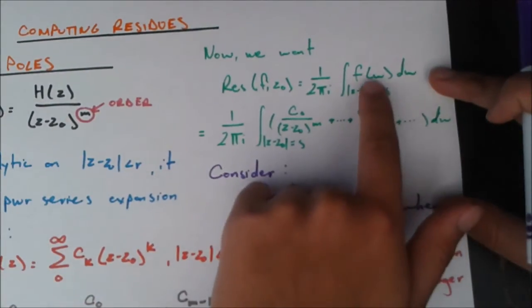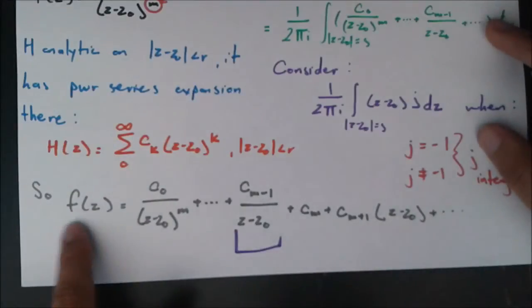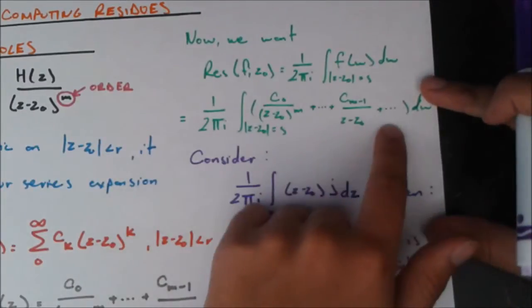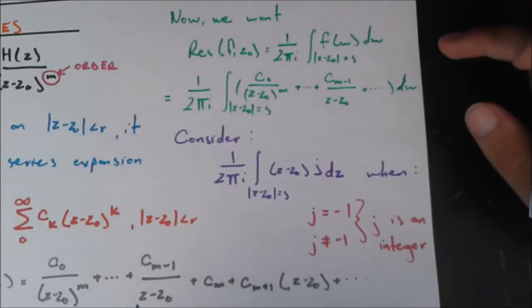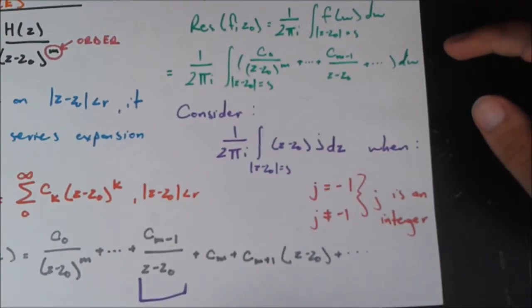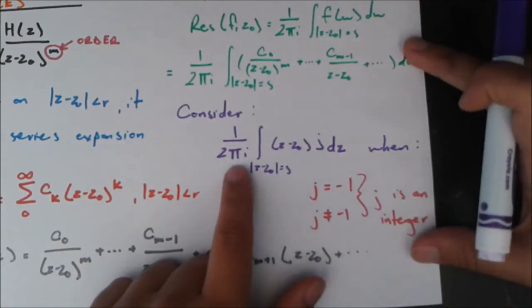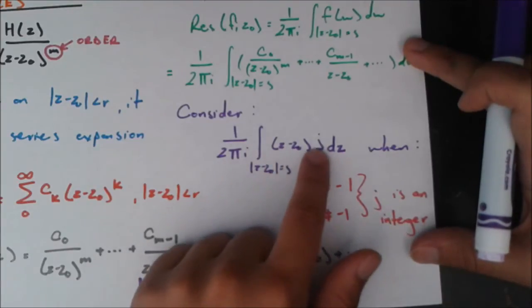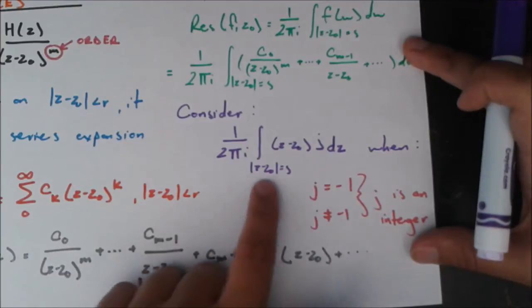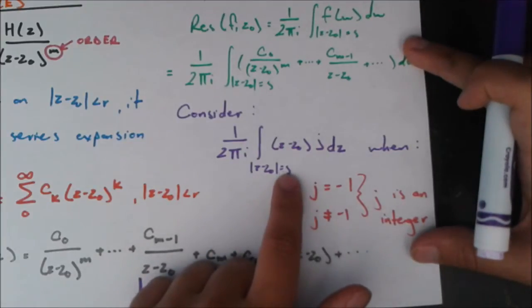Okay, so we want to now consider how to compute this, and this computation seems very difficult at first, because what we did here is we took f of w and just plugged in this whole thing for f of w, and now we have to compute this. This seems very difficult, but it's going to be very elegant after we figure this little point out. So we're going to consider the integral 1 over 2 pi i times the integral of (z minus z0) to the power of j dz, over some circle with radius s less than r.